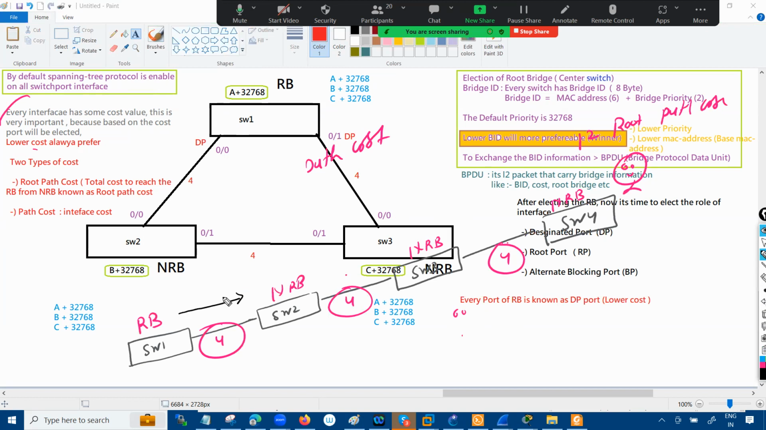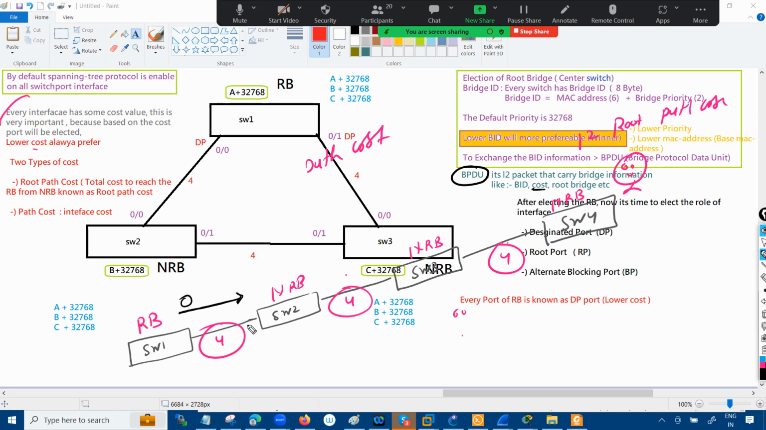It's a very important one. Spanning tree has a lot of theory. The configuration is very little; you only have to understand the theory part. When switch 1 is going to send the BPDU packet, it sends lots of information like the bridge ID, root bridge information, MAC addresses. Another factor is the cost. So when the root bridge sends, the cost will be 0.